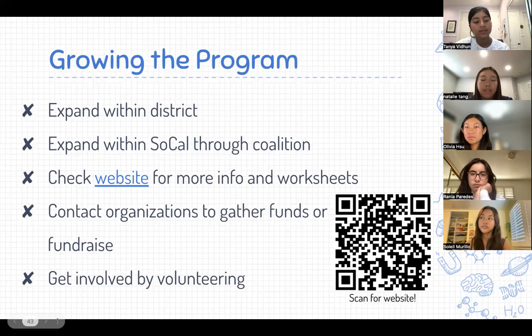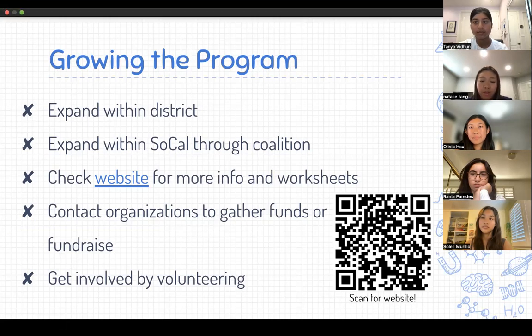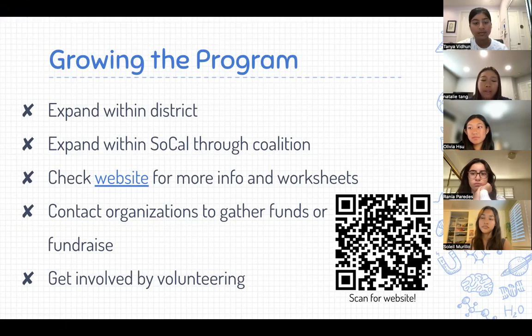Since we finished our last set of sessions at Ruby Drive, a number of other schools in our district have expressed interest in bringing the program to their schools. And we're hoping to expand in the upcoming years, not only within our area, but throughout all of Southern California and possibly even more in the future. If you're interested in bringing the EXPD STEM program to your school, you can check out our website with the QR code for a little more on how we got started and worksheet printouts for the experiments.